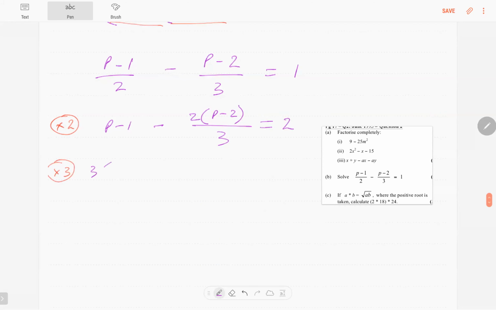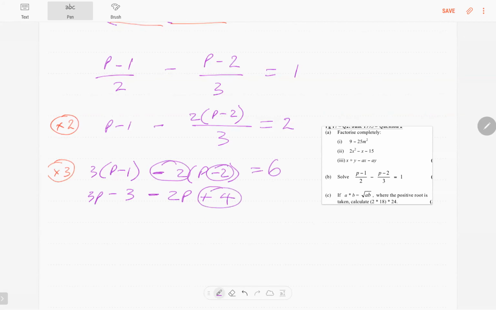This becomes 3 times p minus 1 minus 2 times p minus 2. This 3 will be cancelled when multiplied by 3, and this becomes 6. And you're going to expand the values now. So expanding this, you get 3p minus 3. And this one, you get minus 2p plus 4. Minus 2 times p gives this, and then minus 2 times minus 2 is positive 4. That's why I get the plus 4.